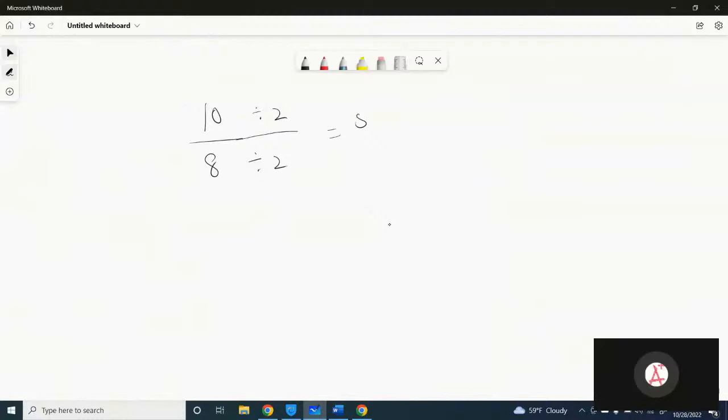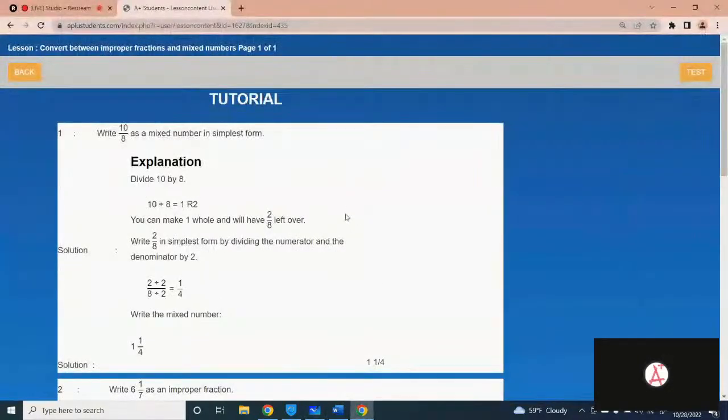So 2 times 5 is 10 and 2 times 4 is 8. You have to write the answer in the mixed fraction form. So just divide 5 by 4. So 4 times 1 is 4. So 5 subtract 4 is 1. So the answer in the mixed fraction form is 1 whole 1 over 4. Got it? Okay, let's just move on to the next one.